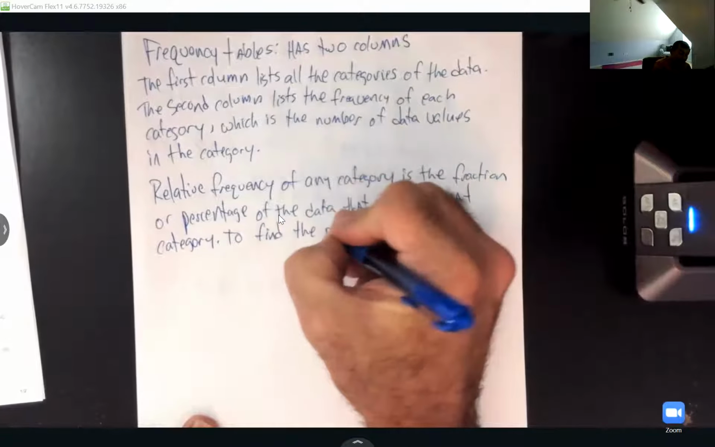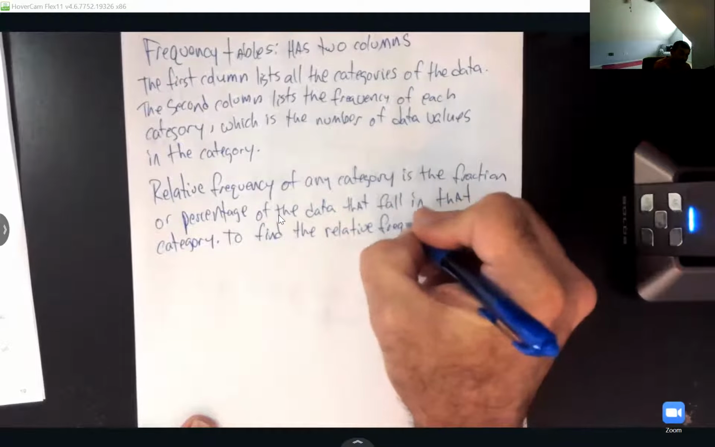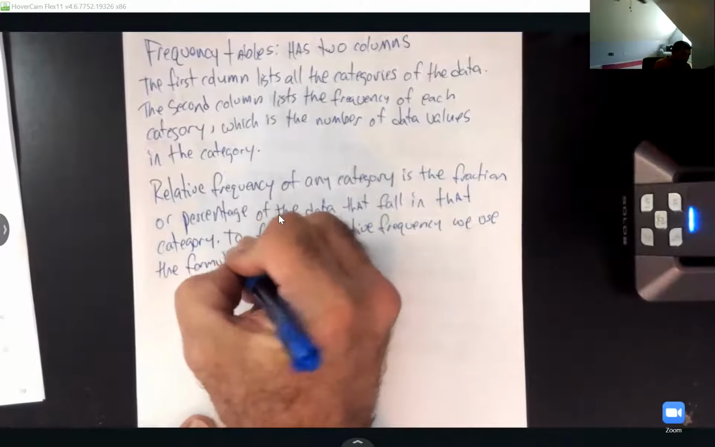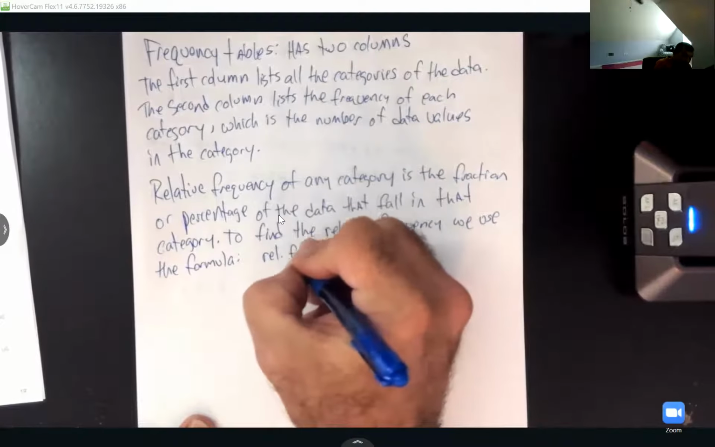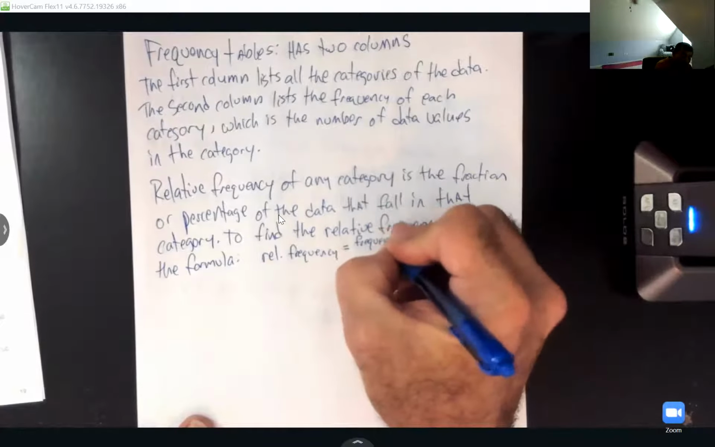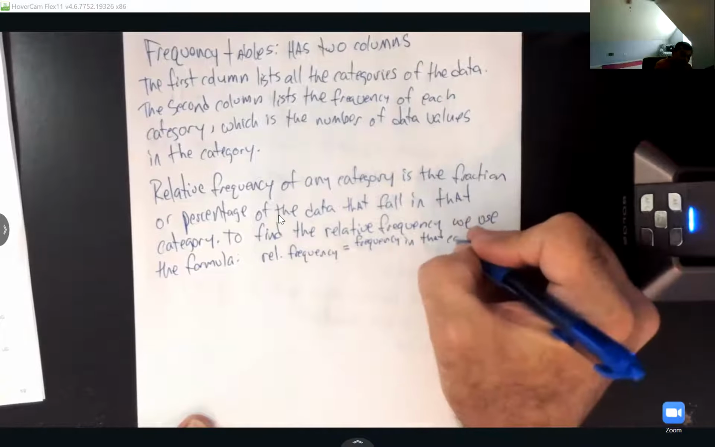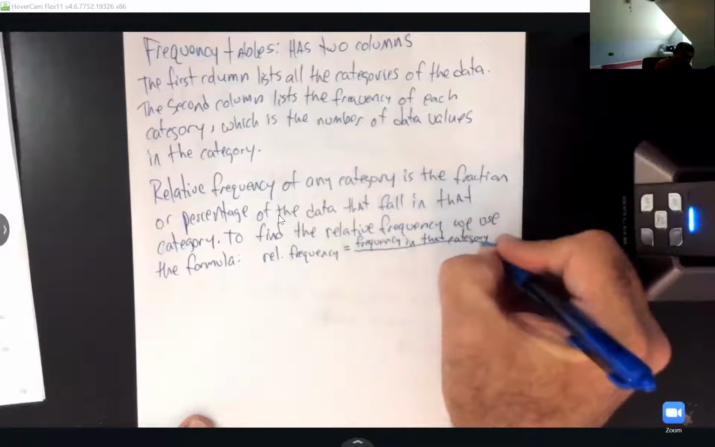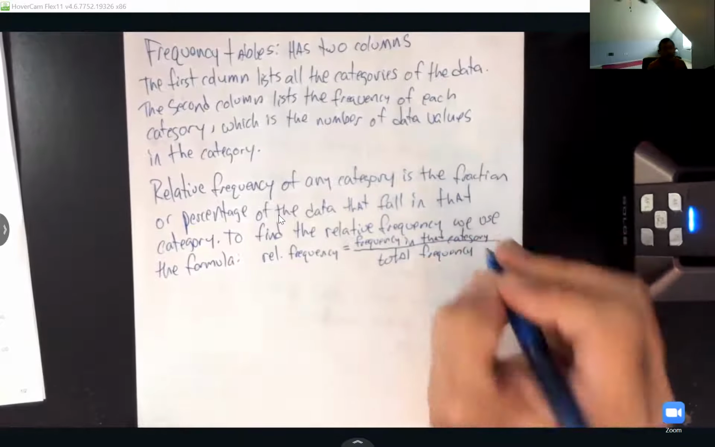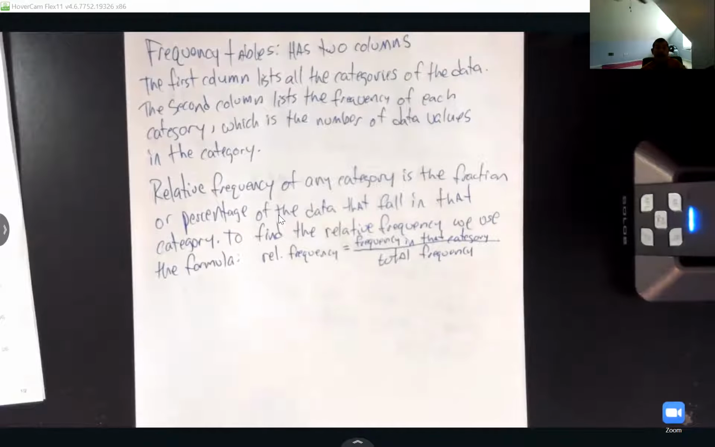To find the relative frequency, we use the formula. So here we go, relative frequency equals the frequency in that category divided by the total frequency. So like if I was looking at the relative frequency of A's in my class, I would take all the A's that I had and divide that by the total amount of grades that was added together. So I would add my A's, B's, C's, D's, and F's all together to get the total frequency.